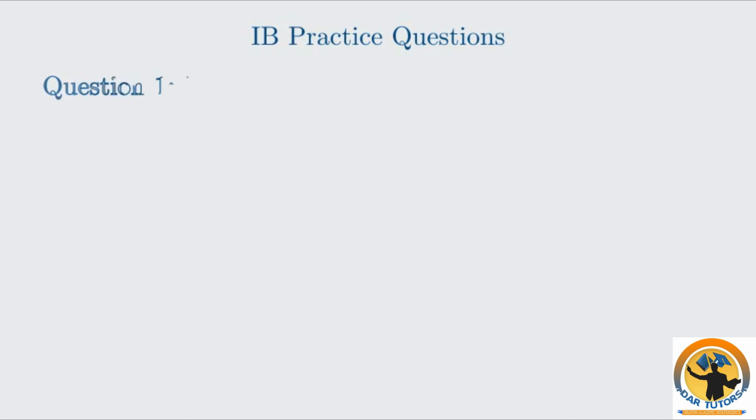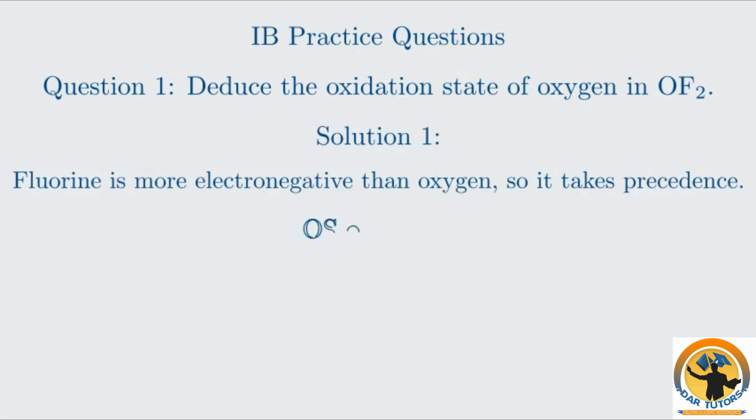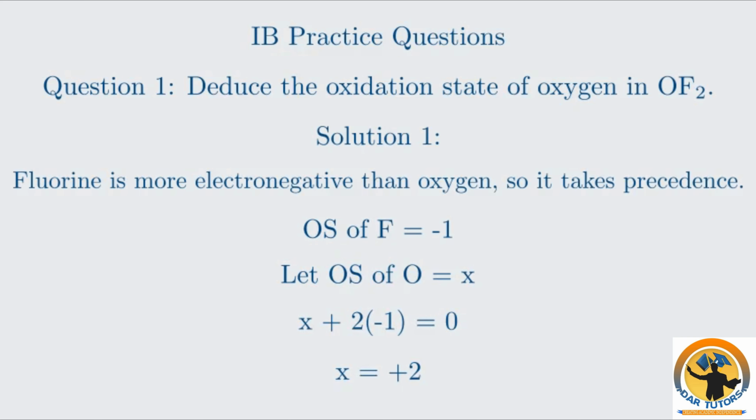Question 1 asks you to deduce the oxidation state of oxygen in OF2. Pause the video and try to solve it. And here is the solution. Fluorine is the most electronegative element, so it always takes an oxidation state of -1. In OF2, there are 2 fluorines for a total of -2. The compound must be neutral, so oxygen's oxidation state must be +2. This is an exception to the rule that oxygen is usually -2.